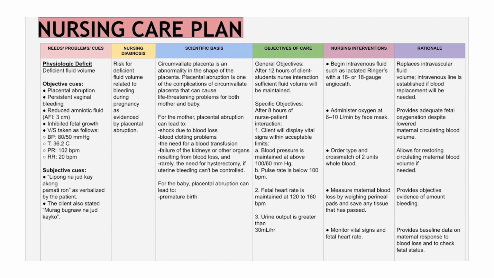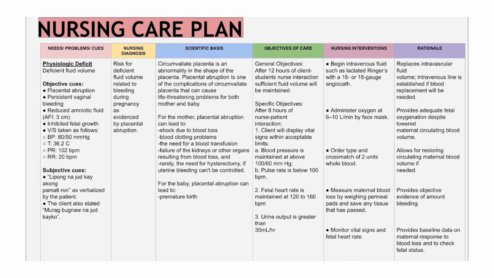Administer oxygen at 6 to 10 liters per minute via face mask. This provides adequate fetal oxygenation despite lowered maternal circulating blood volume. As mentioned, this is to prevent fetal anoxia. Another is to order type and cross-match of 2 units whole blood. This allows for restoring circulating maternal blood volume if needed.